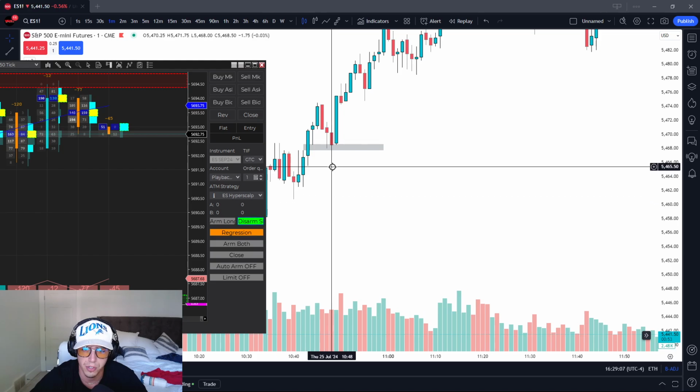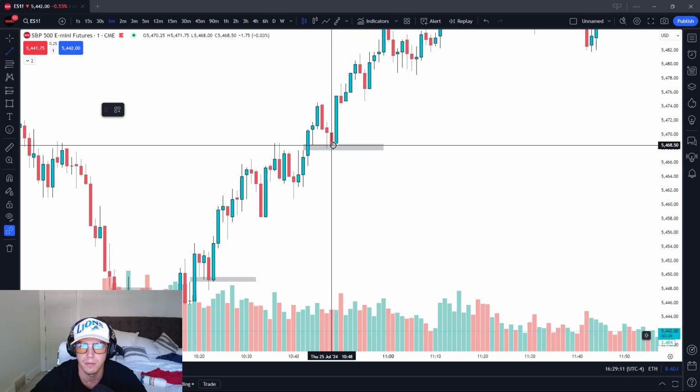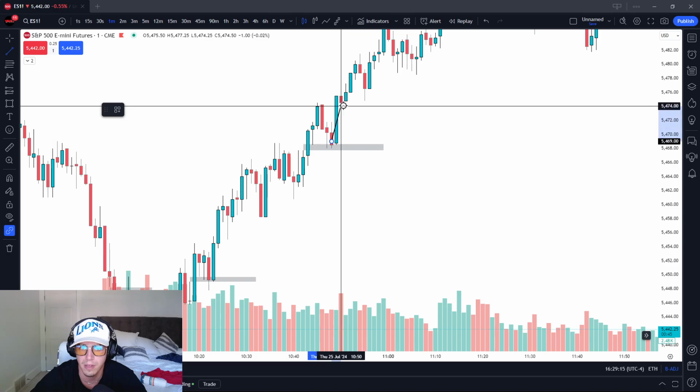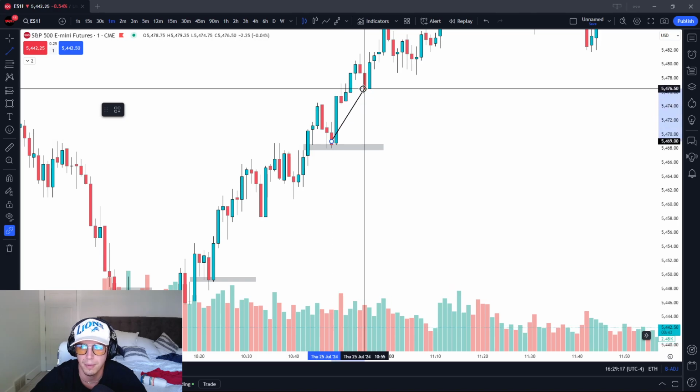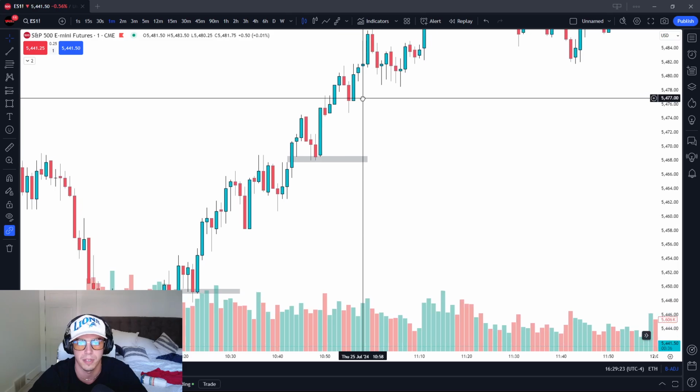But you arm regression short here again, trail your stop. I mean, if you get filled, we'll just say 5469, you could probably trail your stop up to here at least, get like 6-7 points there on ES, which is pretty good. 6-7 points is pretty good on ES.